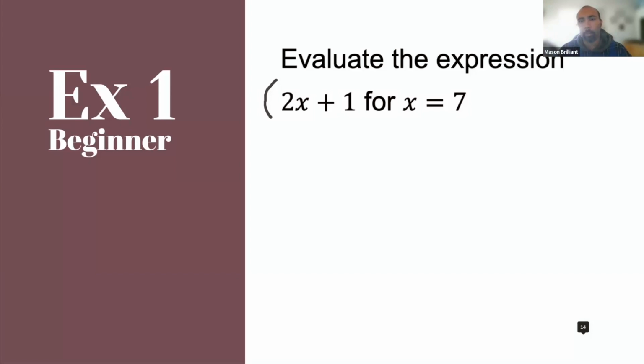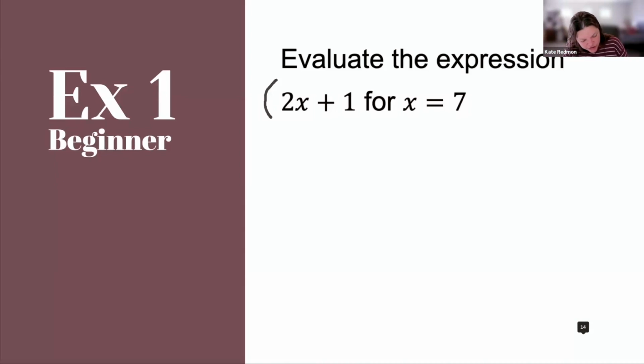X is equal to 7. Bingo! X is not a mystery. X is not unknown. X is 7. And so that is the key to unlocking this sucker. That is the key to evaluating it. X is a known value.